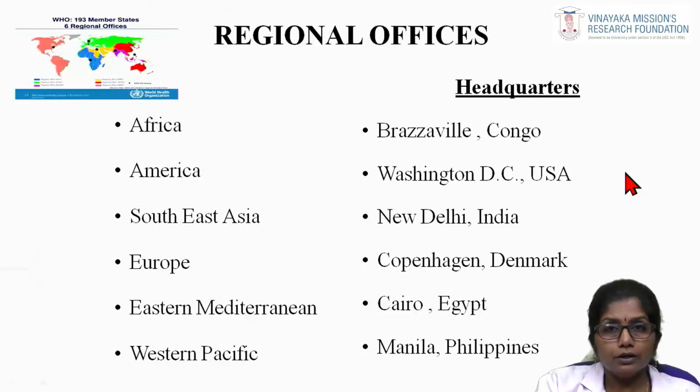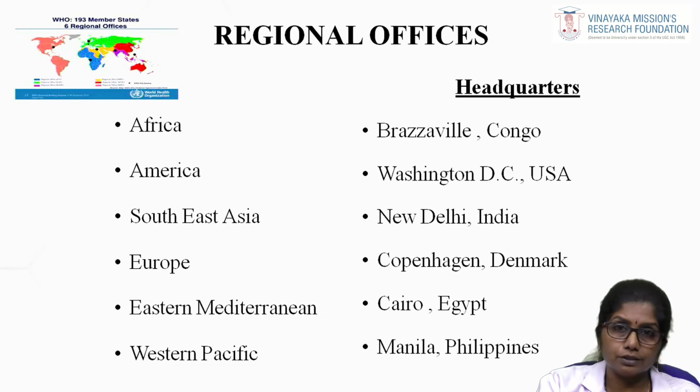Next, we will see about the regional offices of WHO. In order to meet the social needs of different areas, WHO member states are grouped into 6 regions. Each region has a regional office. They are Africa, America, Southeast Asia, Europe, Eastern Mediterranean, and Western Pacific. Each has its own headquarters. Those headquarters are mentioned in this slide.